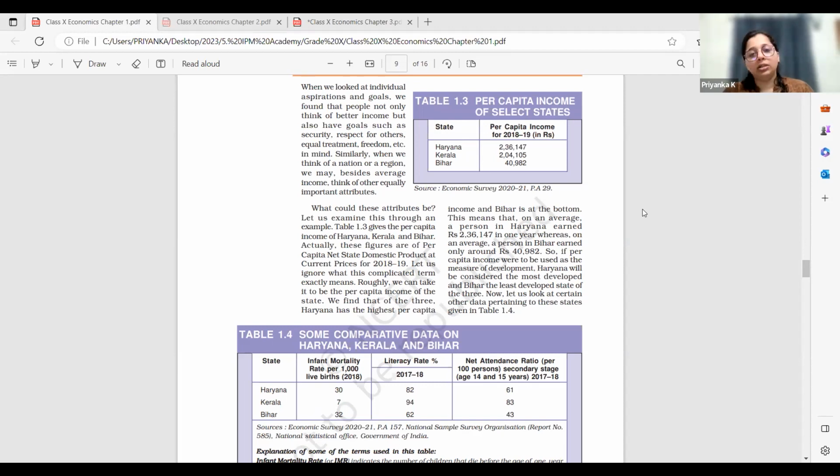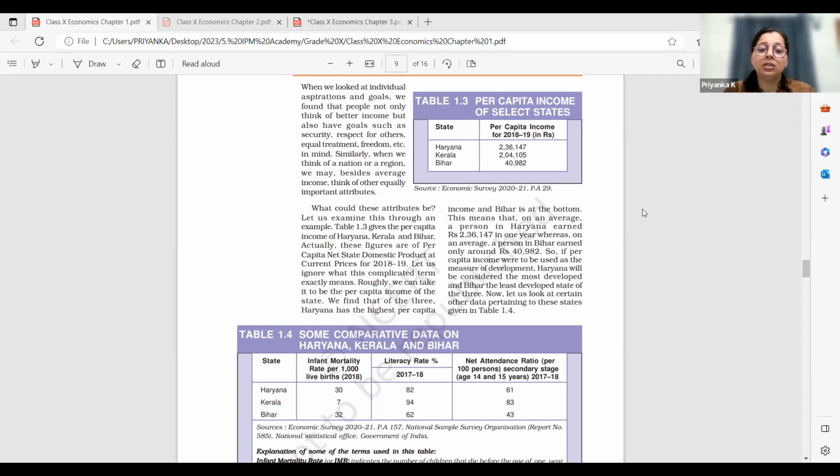And definitely Bihar is standing at the third position when compared to Haryana and Kerala, because it has a very low per capita income, which is not even half of the other states. Apart from that, the infant mortality rate is also high, the literacy rate is comparatively low, and the net attendance ratio is not even 50%.